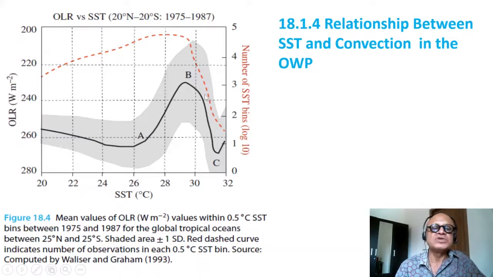This had been used to argue for a long time that maybe there is a threshold beyond which convection doesn't occur, doesn't organize. Is this really true? Turns out that not so.